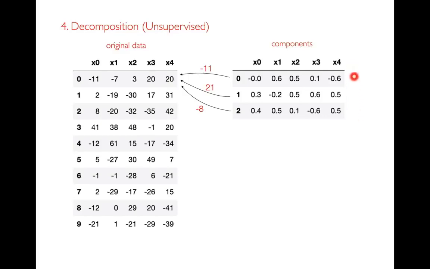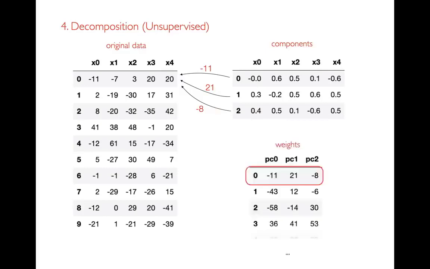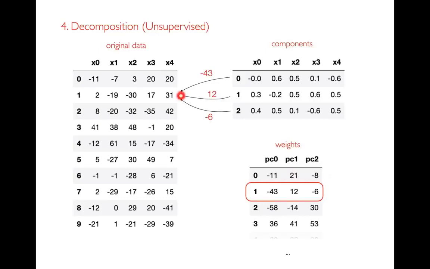The fewer components I have, the simpler the model can be, but there might be more error. So I have that here. I have these numbers here, and what we'll generally do when I'm trying to mix these components to create a row is put these numbers in another table down here. This will be a table of all my weights, or maybe my principal component scores, so I'll put -11 here, 21 here, and then -8 here, and then for this next row down here, I'll do the same thing. I'll say -43 here, 12 here, and then the -6 here.